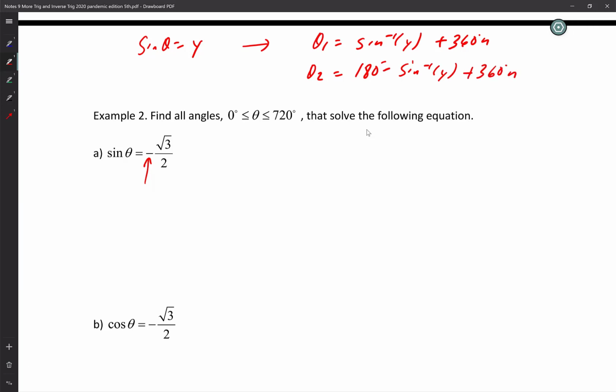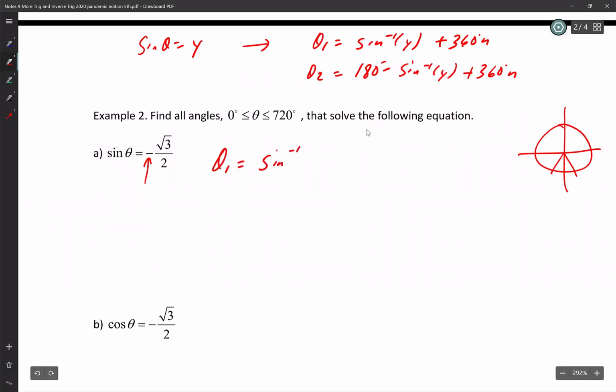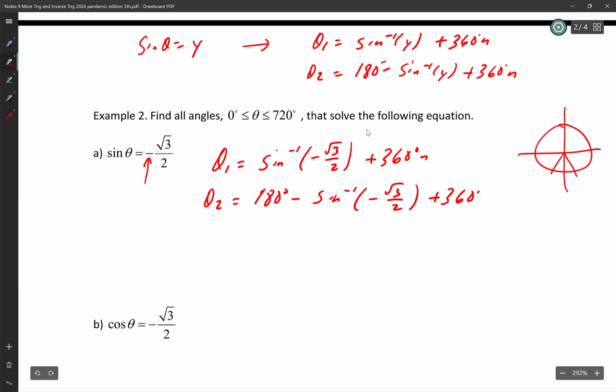We already know these answers, by the way. So look, in the unit circle, where is sine negative? There and there. So we know that the answer is going to be 240 and 300. So let's see if we get those answers. Theta 1, arc sine of negative square root of 3 over 2 plus 360n. Theta 2, 180 minus arc sine of negative square root of 3 over 2 plus 360n. And I just remembered right now, guys, we didn't even answer question number 1. So we'll go over there in a little bit and answer it.